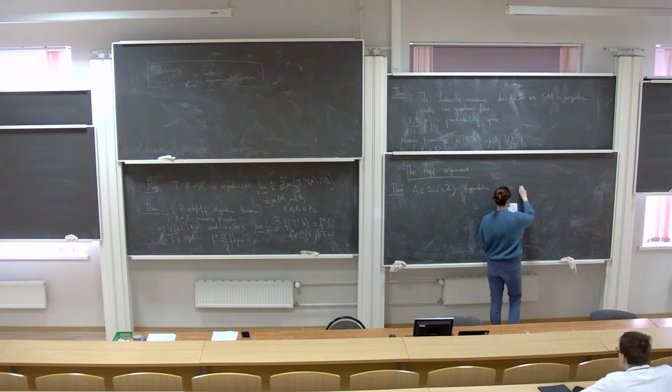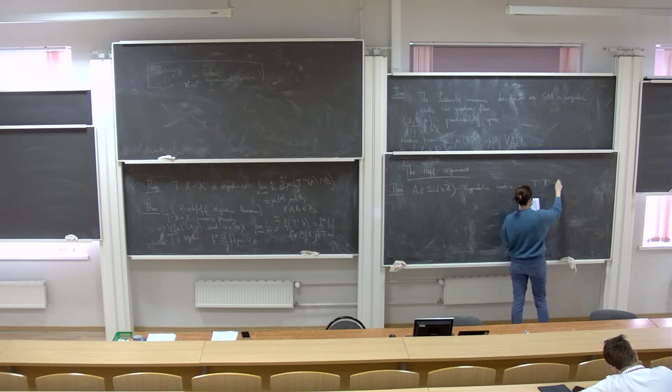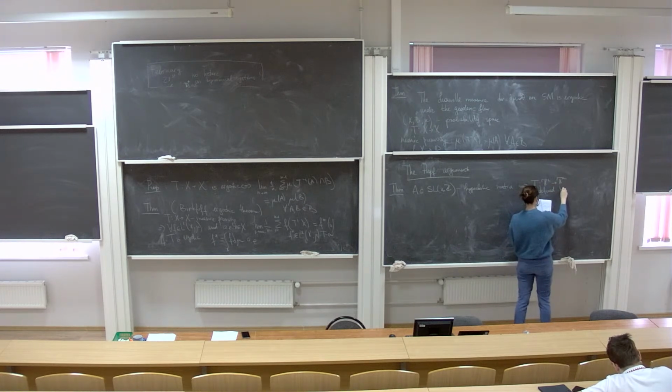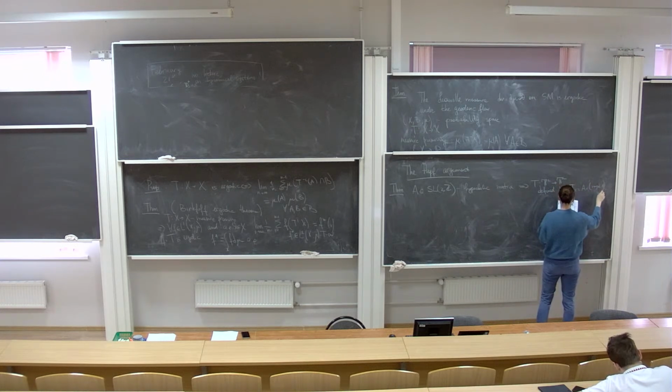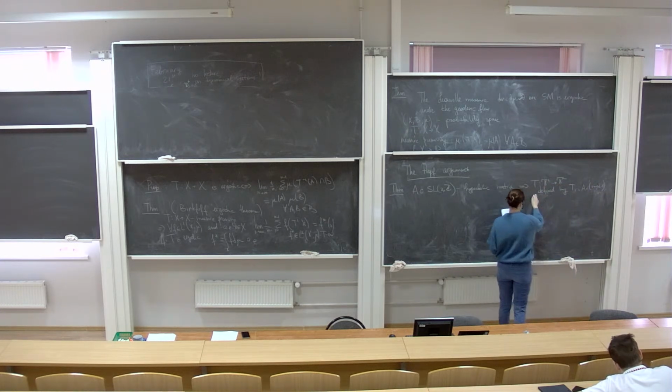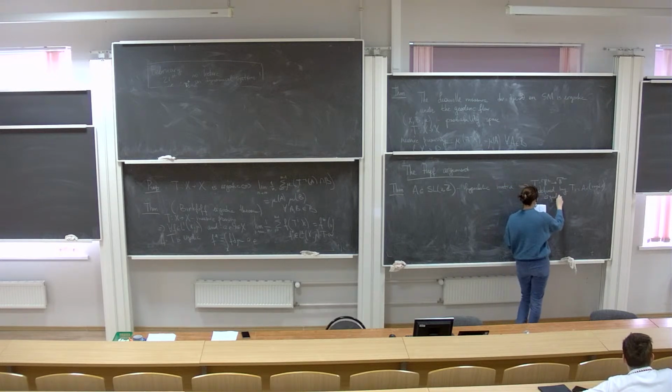And then T_A, defined by T_A(v) = Av modulo 1, is ergodic with respect to the Lebesgue measure on our two-dimensional torus.